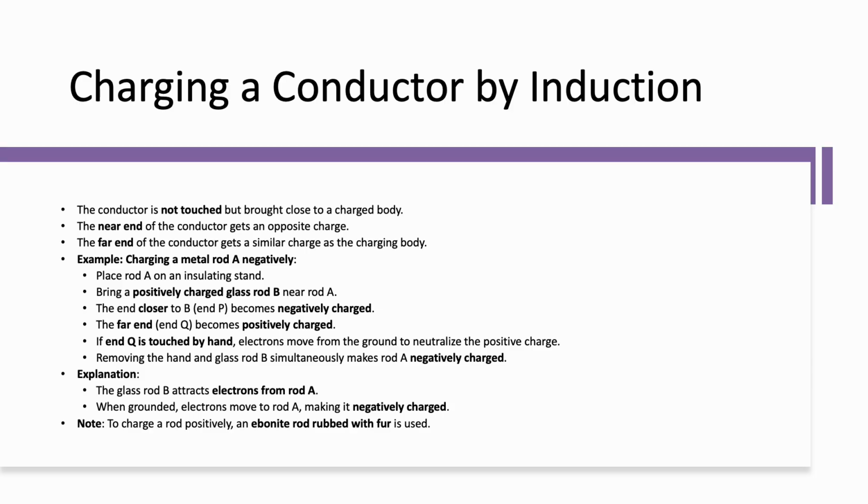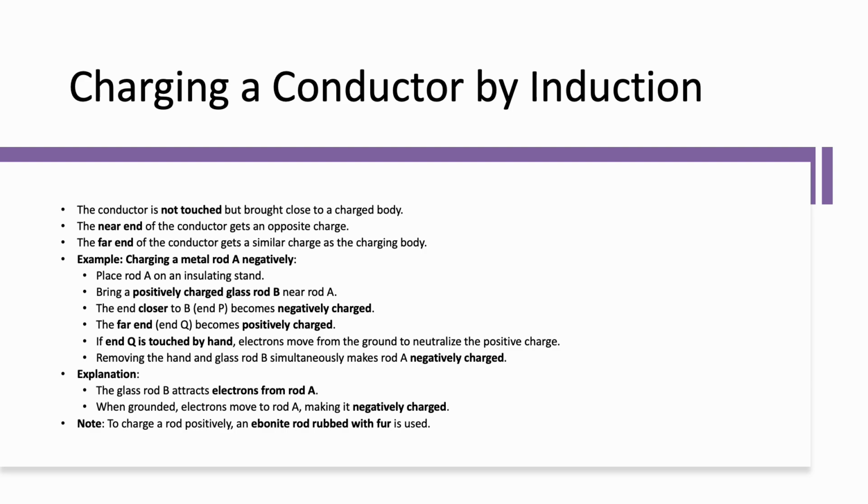If end Q is touched by hand, electrons move from the ground to neutralize the positive charge. Removing the hand and glass rod B simultaneously makes rod A negatively charged. Explanation: the glass rod B attracts electrons from rod A. When grounded, electrons move to rod A, making it negatively charged.